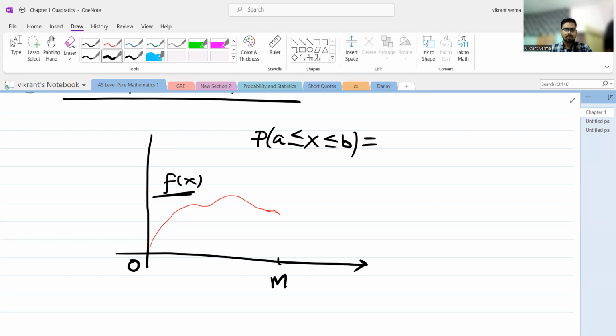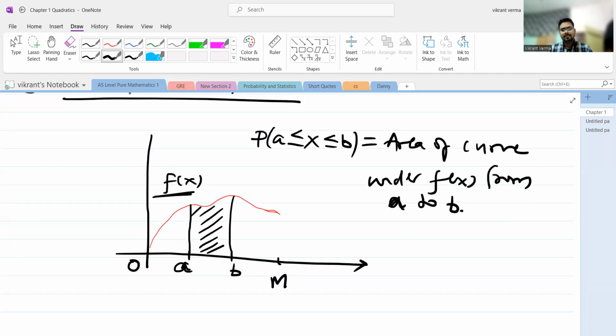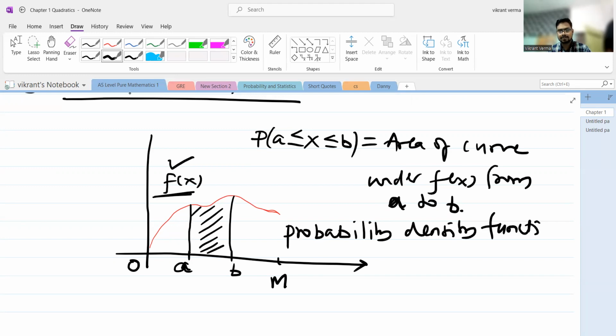If I want to calculate the probability that a particular depth is from a certain point A to B, then to calculate that, we just need to find this area, the area under the curve from limit A to B. It is nothing but the area under the curve of f of x from A to B. When we are able to find such an f of x, then this f of x is known as the probability density function. The short form is PDF.